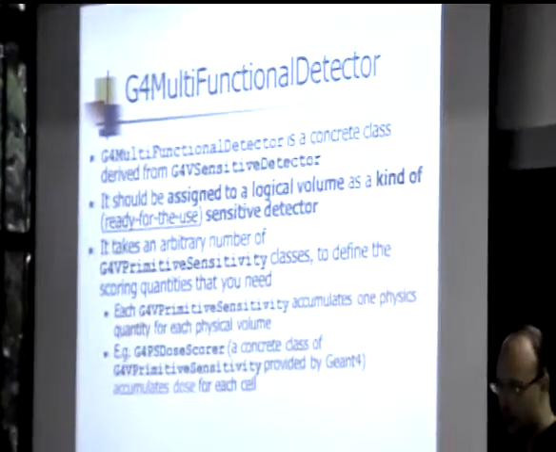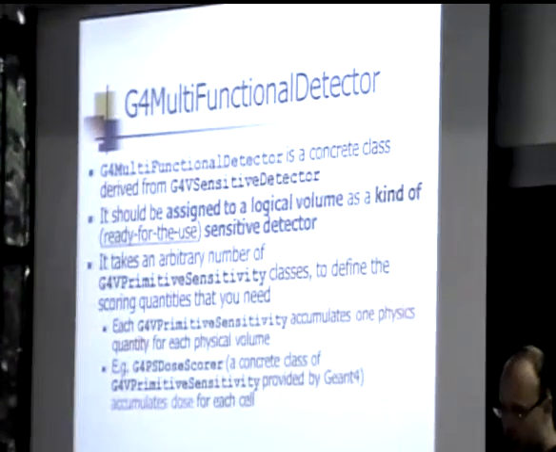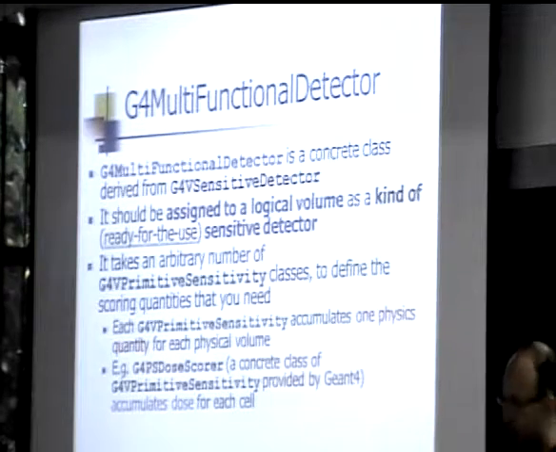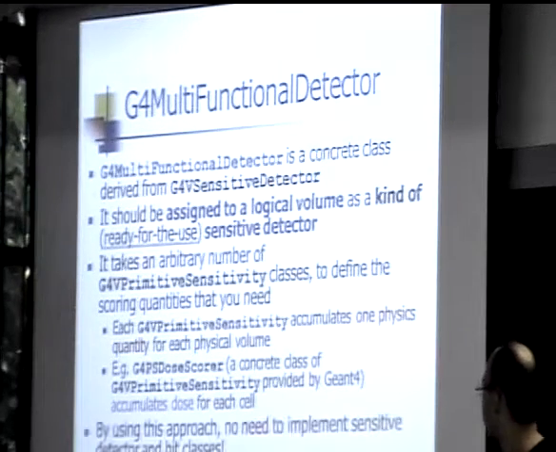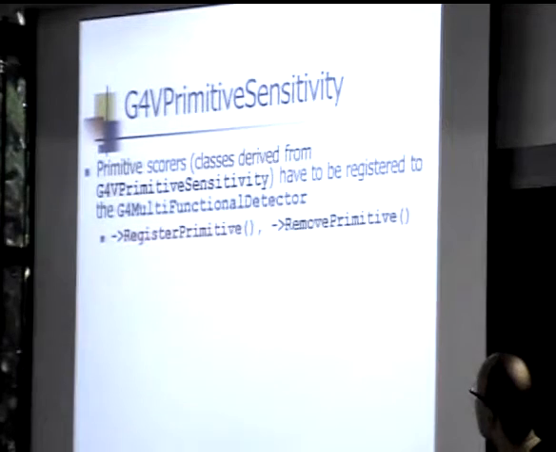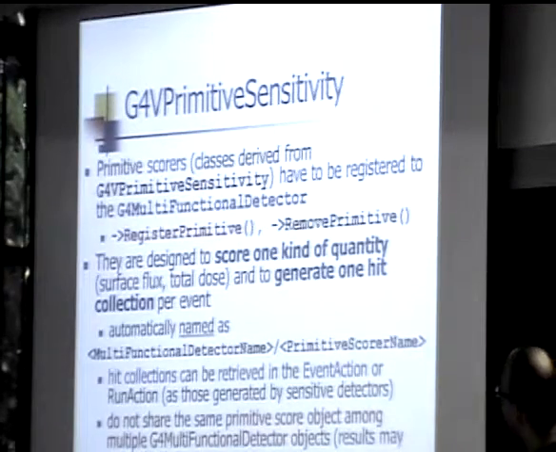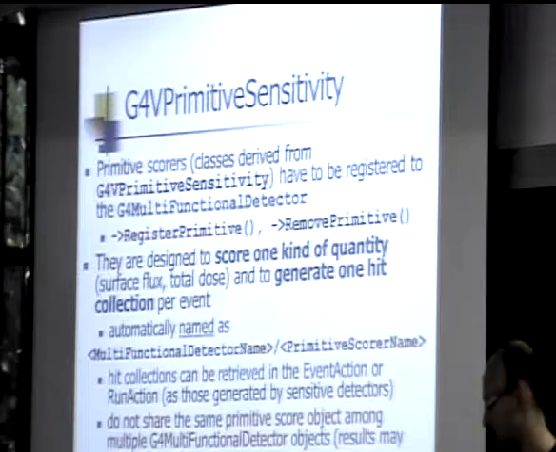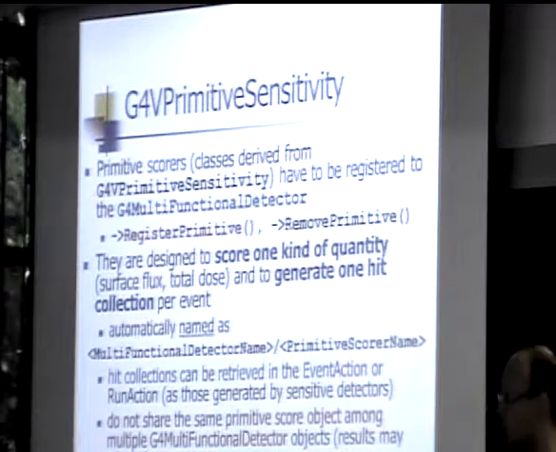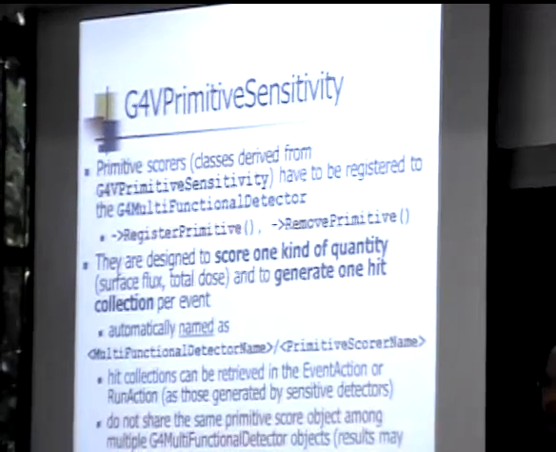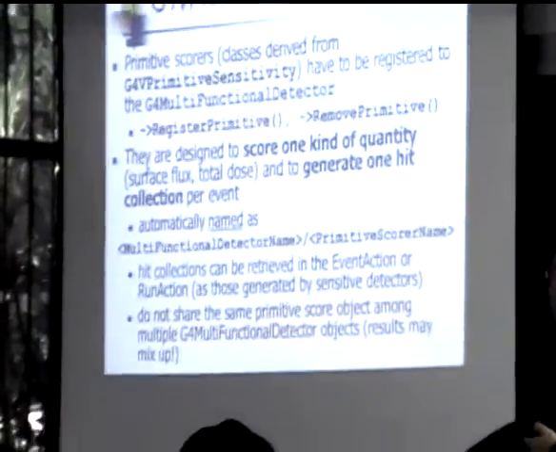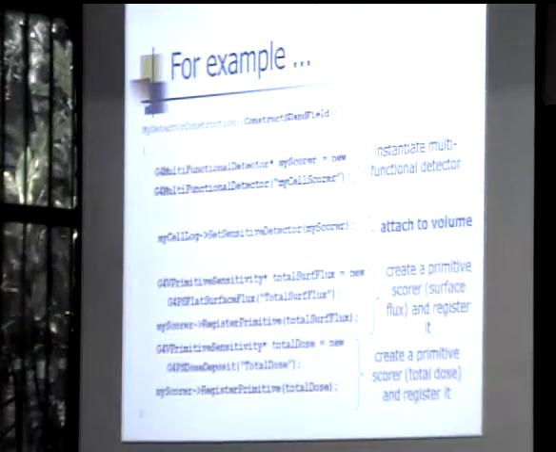Then you attach this multifunctional detector, and you have to specify which quantity you want to score, typically energy, dose, flux, and so on. So this is pretty general. You attach the multifunctional detector to the logical volume, and you say which quantity you want to be scored. This automatically generates a set of so-called hits in memory. So you are saving some information in the memory, which is made available at the end of each event. I'm coming to this later.